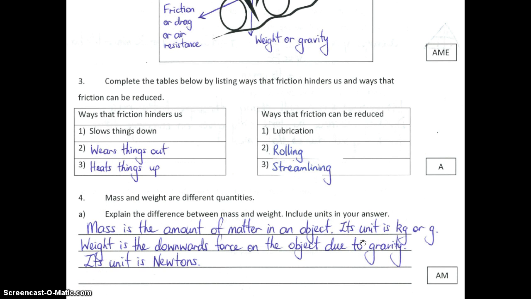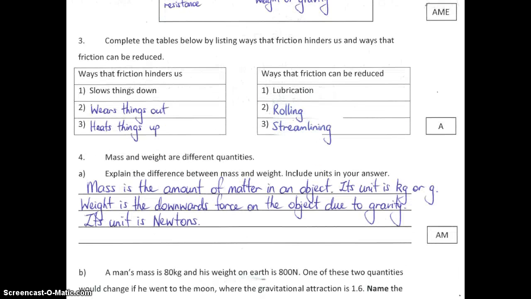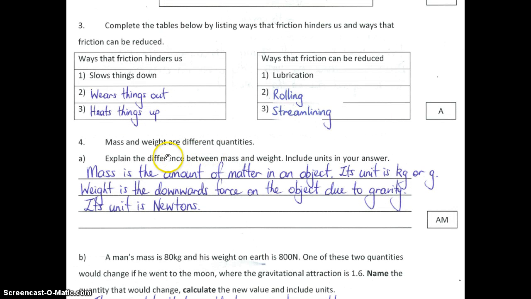Okay, question 4 tells us mass and weight are different quantities. Let's scroll down a bit. Explain the difference between mass and weight. Include units in your answer. Okay, so here is the correct explanation. Mass is just the amount of matter in an object. It's how much stuff an object has, how much matter is in an object.